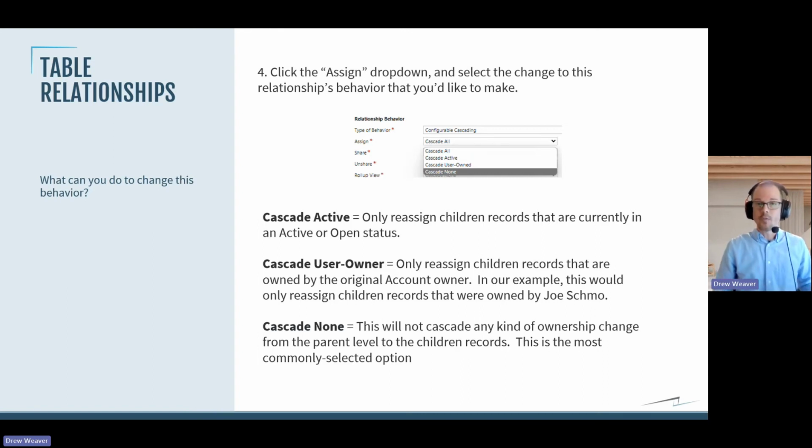The last one is self-explanatory. It's the opposite of Cascade All. It's Cascade None. This will not cascade any assignment behavior or other types of behavior down to the children records. And really, this is the most commonly selected option.